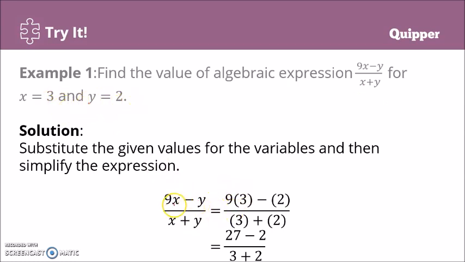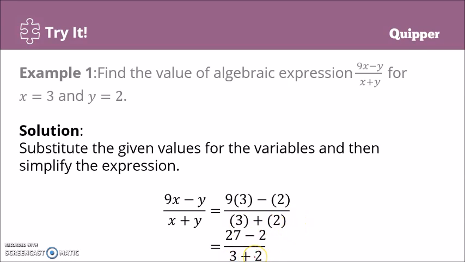So, we have yung 9x, ibig sabihin 9 times x. So, we have 9 times 3. Again, pinalitan natin si x ng 3. Minus, yung y natin ay 2. So, minus 2. X plus y. So, that is over. X natin is 3. Plus, and then, pinalitan natin si y ng 2. 9 times 3 is 27. Kaya, we have here 27. Minus 2. And then, 3 plus 2.